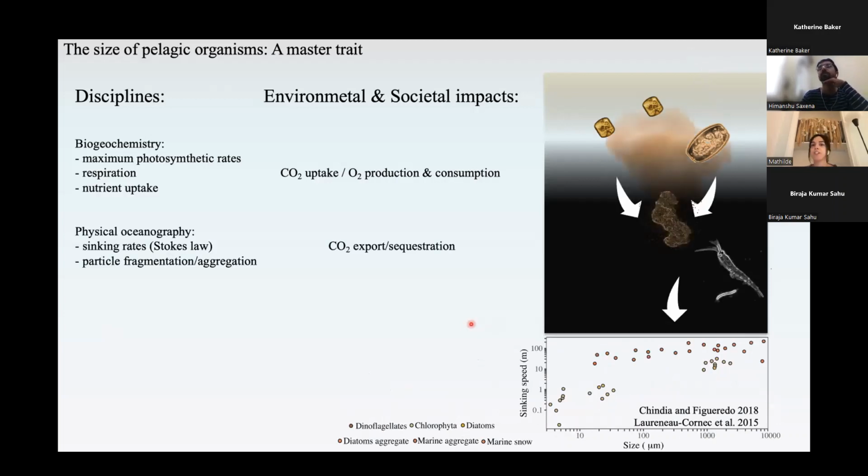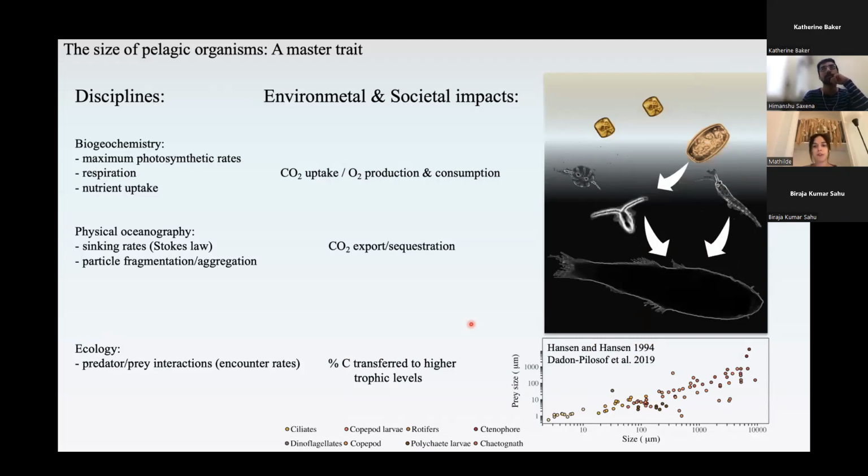Then for physical oceanography, what we tend to use as a model to predict the rate of sinking is the Stokes law. So this relates the size of the particle to sinking speed. And we can see that it scales for various marine organisms. And this has an impact on carbon export and sequestration.